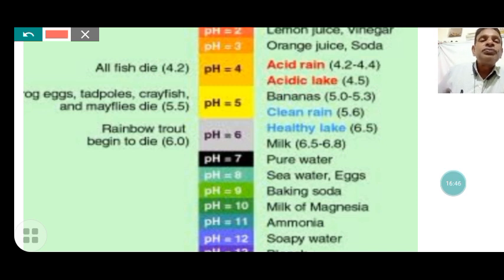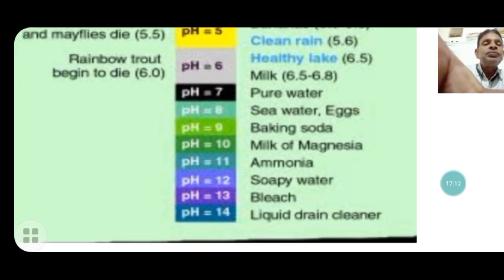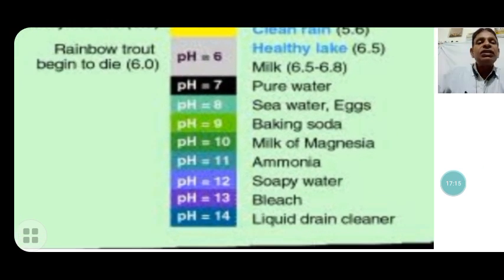Now here, trout begins to die. If the pH becomes here 6, in this case some animals also do not survive at the pH value. Now milk, it is also somewhat acidic, that is 6.5 to 6.8 milk. Now pure water, the pH value is 7. Sea water, eggs, that is alkaline, the pH value is here 8.